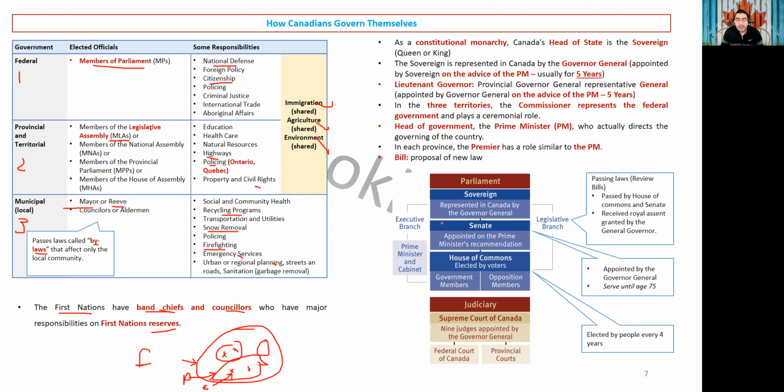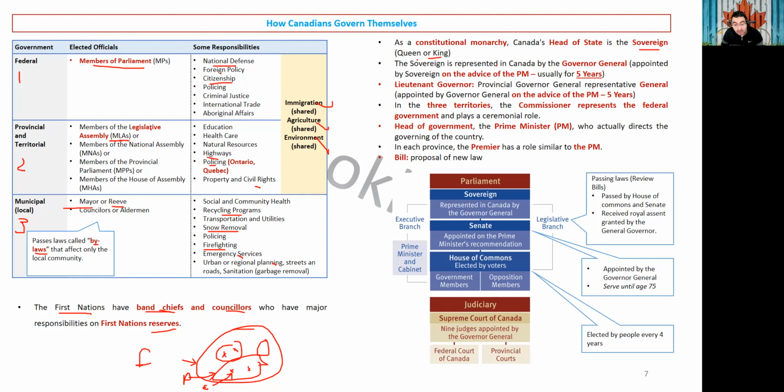Okay. Coming back again to the federal system and the government, we have some information we have to know. As a constitutional monarchy, the main head of state, or the most important person in the country, is the sovereign, which is the king or queen of England. But the king or queen of England doesn't live in Canada, right?